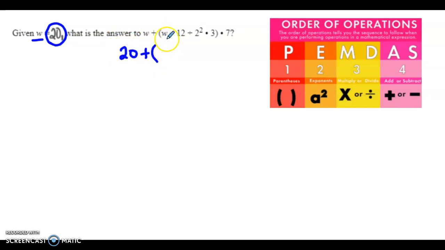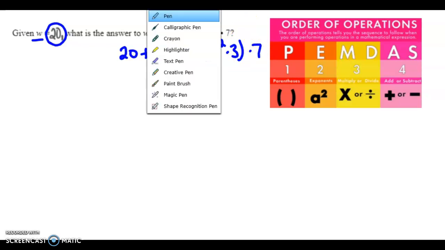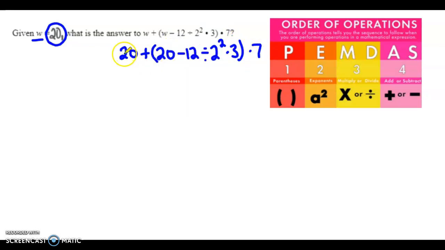And then a plus sign and a parentheses. Instead of this w, I'm going to write 20. And then I'm writing my minus 12 divided by 2 squared times 3, close the parentheses, times 7. Everything looks the exact same except where I had a w, I plugged in a 20. That's the only thing I did in that first step.